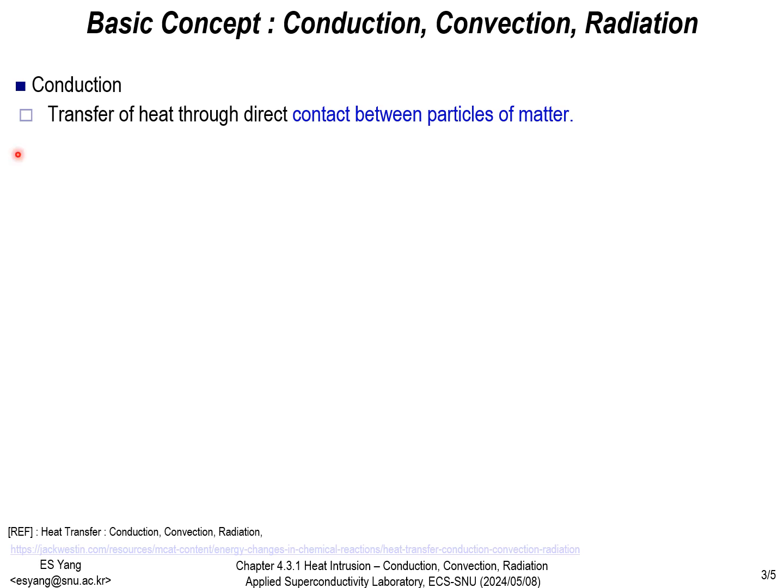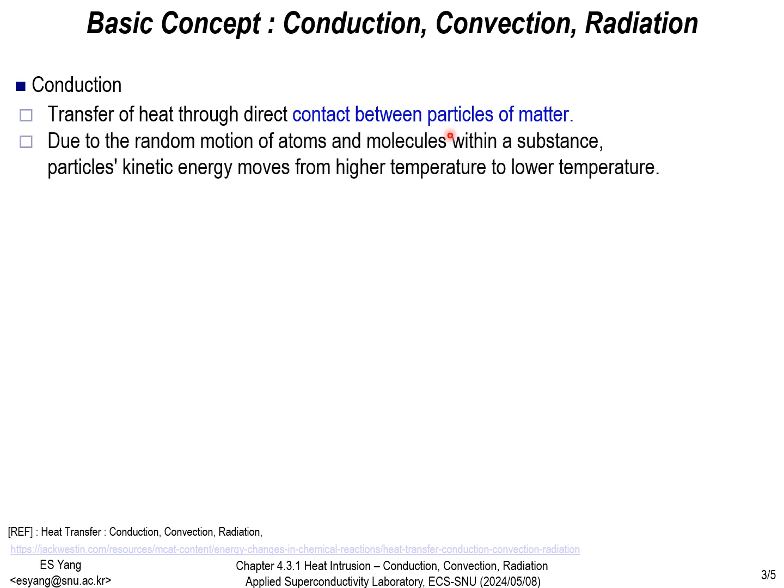Now, let me explain the concepts of conduction, convection, and radiation. First, conduction is the transfer of heat through direct contact between particles within a substance. Due to the random motion of atoms and molecules within the substance, the kinetic energy of particles moves from areas of higher temperature to areas of lower temperature. An example of this is heat moving from the flame to your hand through a metal rod, as shown in the illustration on the right.